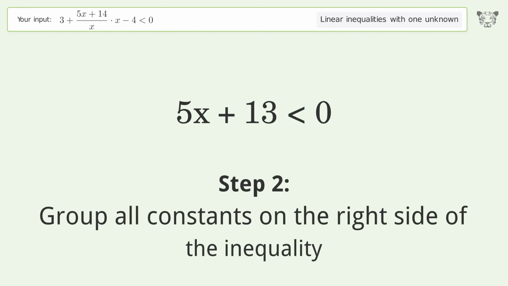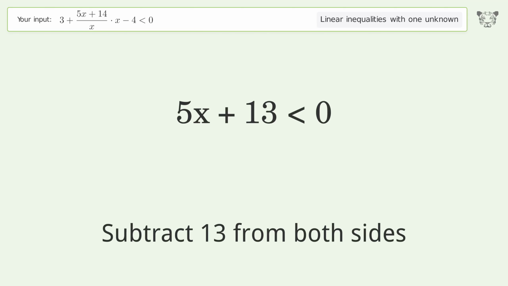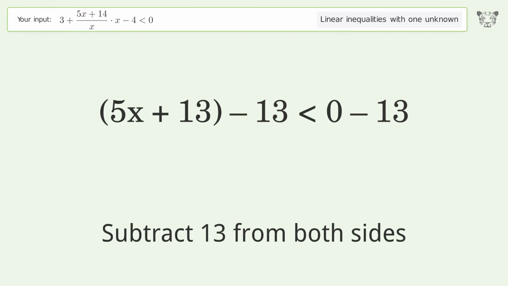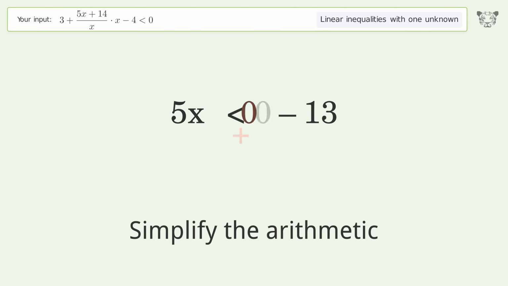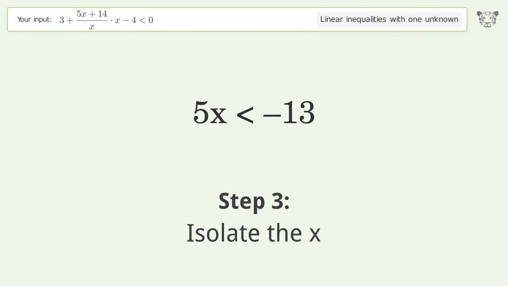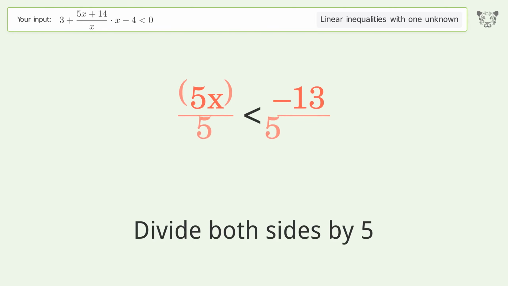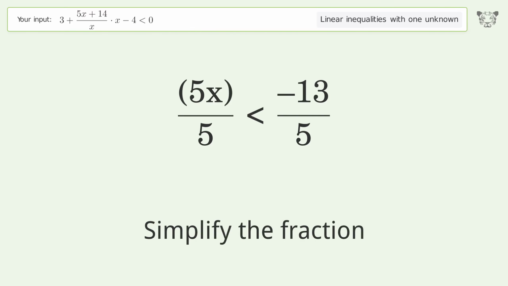Group all constants on the right side of the inequality. Subtract 13 from both sides. Simplify the arithmetic. Isolate the x. Divide both sides by 5. Simplify the fraction.